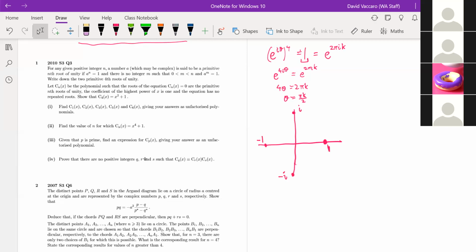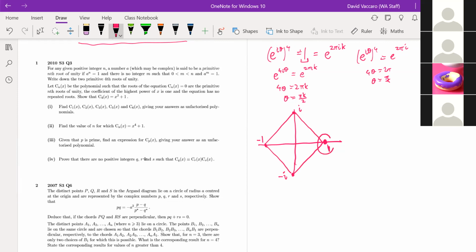The other way we could do this is to just get the primitive root. So we just want (e^(iθ))^4 to be e^(2πi), so we get 4θ equals 2π, so we get θ equals π over 2, which is i. And then we just remember that the fourth roots of unity are going to form a square. So we've got 4 fourth roots of unity, as we would expect, but not all are primitive.